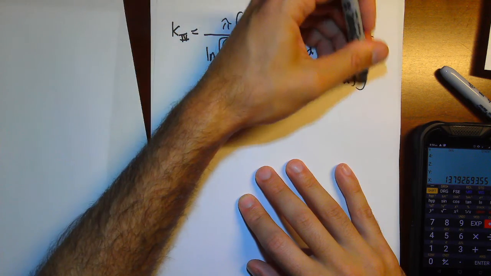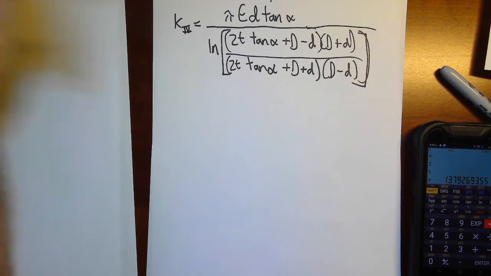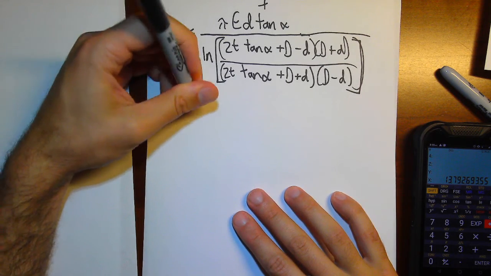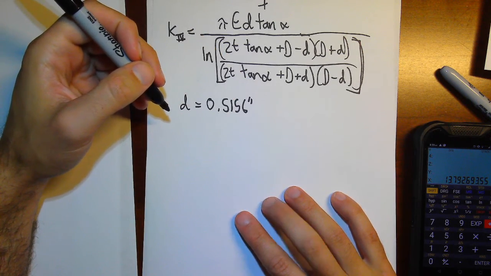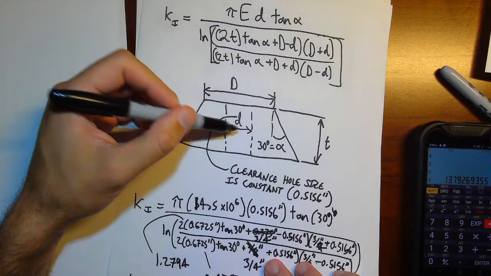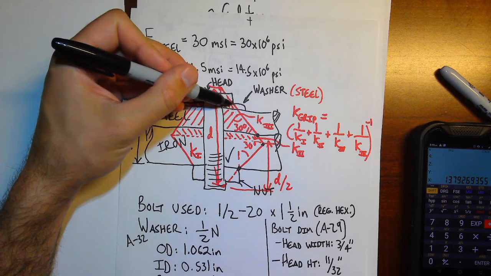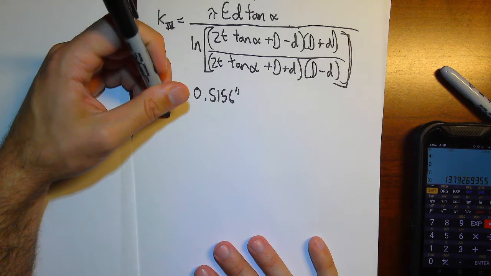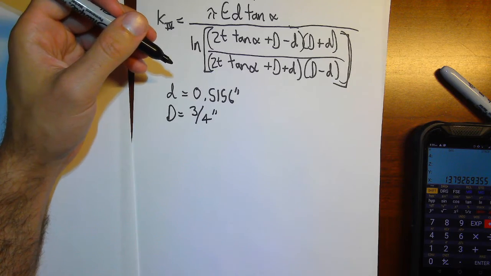All right, there we go. So this is the washer. We know that the clearance hole size is always the same. So small d is 0.5156 inches. That's the interior size. That's that hole still, where the cone starts from. Well, we're going through the washer, starting from the head of the bolt there. So we know that that's a 3/4 inch diameter. And the thickness is just how far it's going.